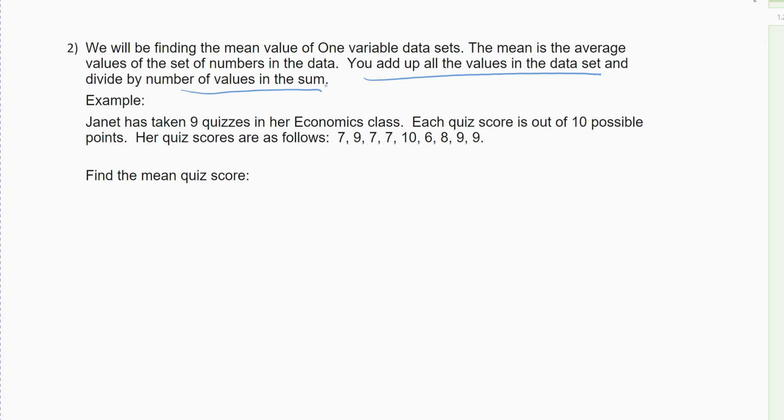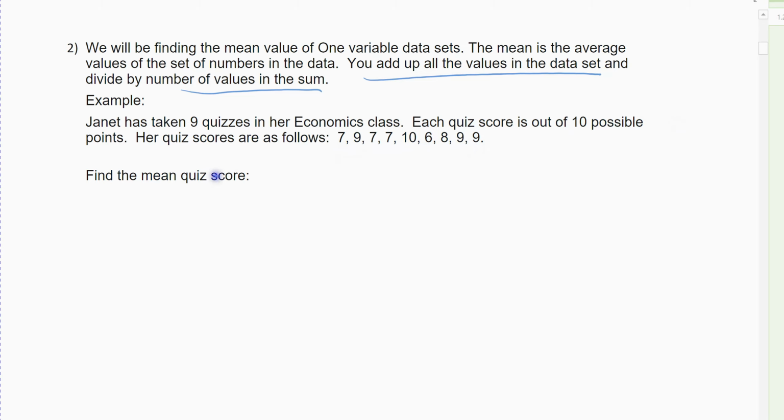And so a simple example, which is the easiest way to understand mean, is kind of figuring out grades. Suppose Janet has 9 quiz scores. Each quiz was out of 10 possible points. Her scores were the following. So there are her 9 scores. Those are her 9 quiz scores over the semester. What's her average?